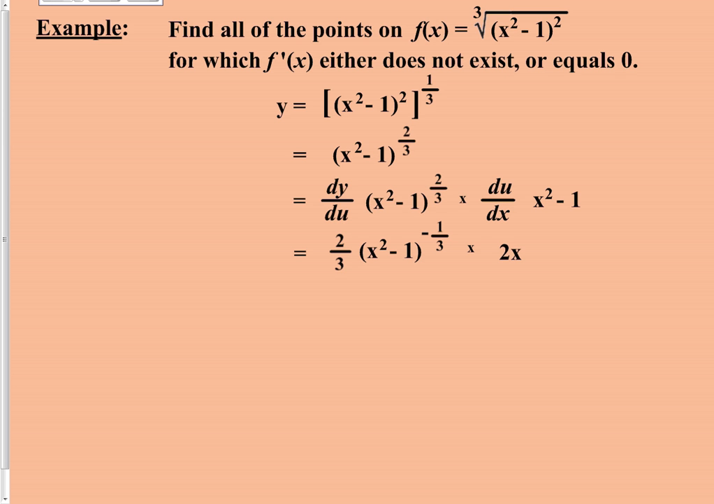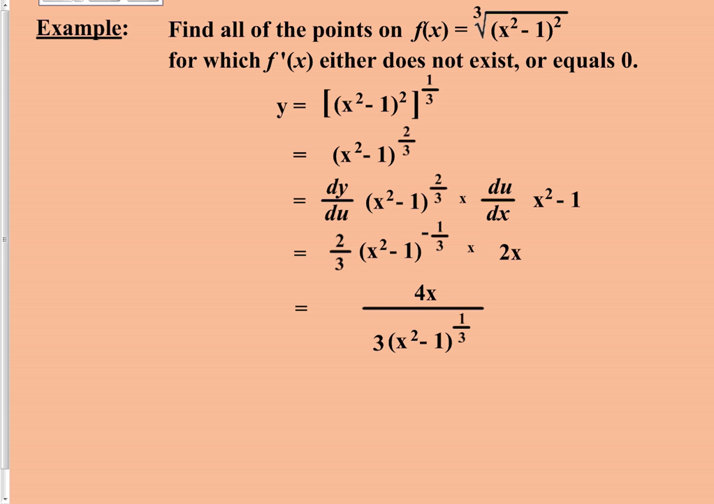There is some information that we can simplify in there. Dropping the binomial x squared minus 1 into the denominator because of the negative exponent, that makes it a positive 1/3 exponent. And then we have 4/3 of an x as well.